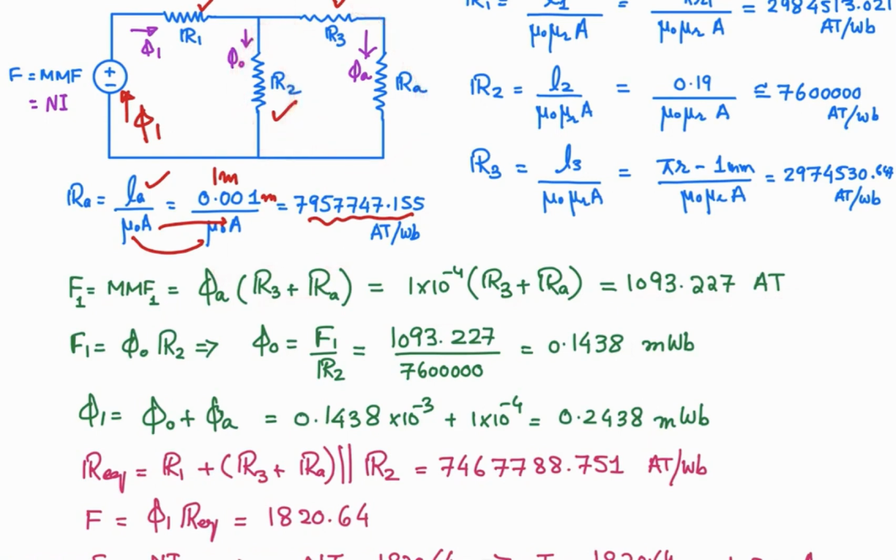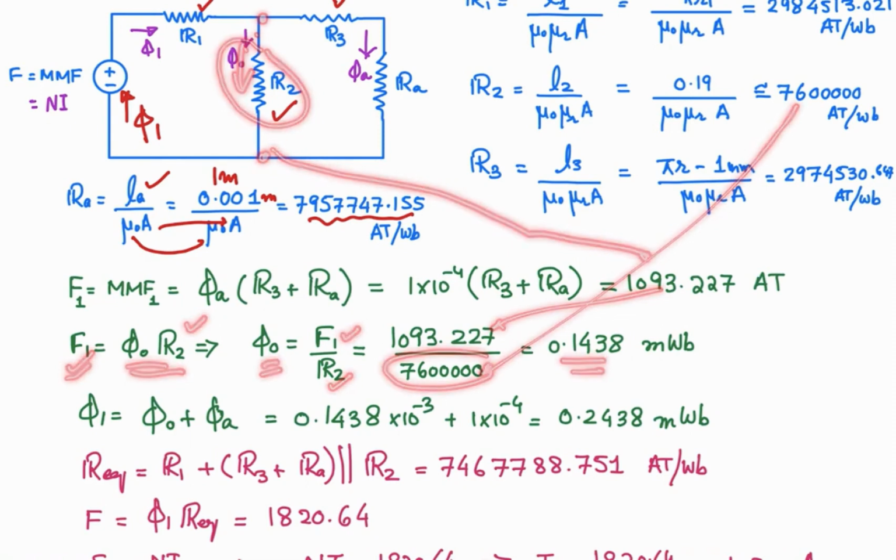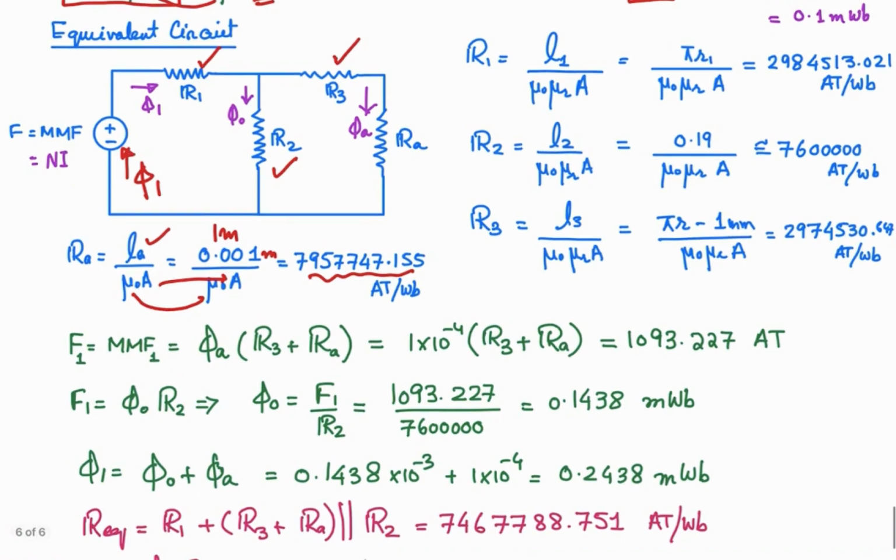And the same magnetic voltage will be there across this branch because these two are in parallel, right? So the product phi naught into R2, that is the magnetomotive force or the magnetic voltage across this, must be equal to what you have calculated over here. So phi naught into R2, that must be equal to F1. So phi naught will be equal to F1 over the reluctance of this path. So you know this thing and you know the reluctance of this from here. So you can work out what is the flux over here. So that is 0.1438 milliweber. So the flux over here 0.1438 milliweber, and the flux that we have seen over here 0.1 milliweber, that is required to establish the flux.